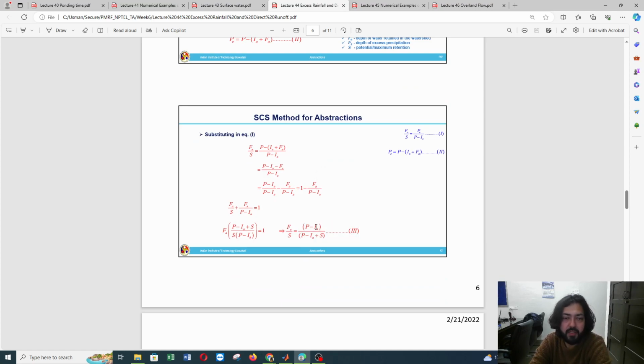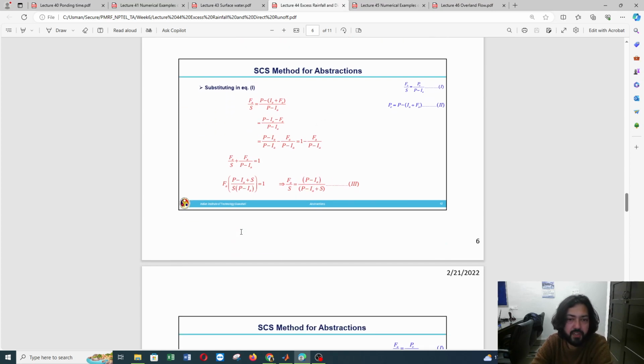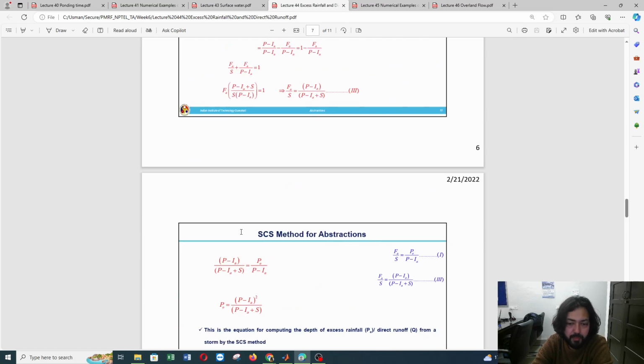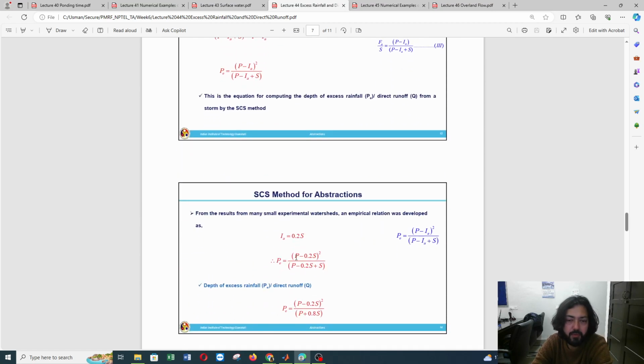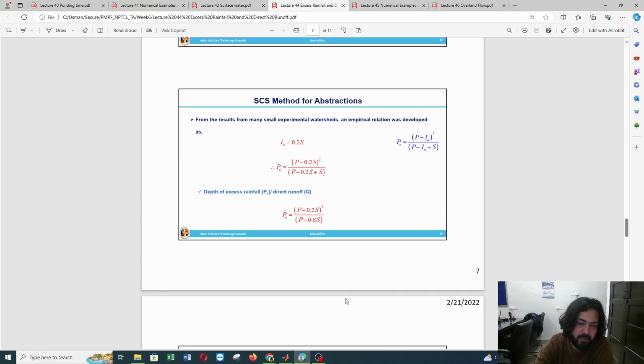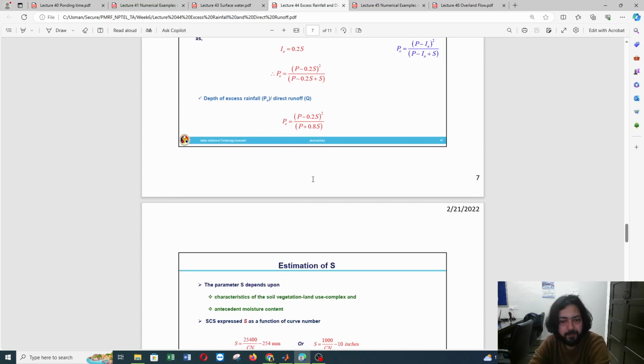So for initial abstraction we use another null hypothesis. We state that initial abstraction is the product of 0.2 times S or 0.3 times S. Here we have taken 0.2 times S by using many small experiments. So we get the overall equation: Q = (P - 0.2S)² / (P + 0.8S). This is the final equation which is used to calculate direct runoff in the SCS method.